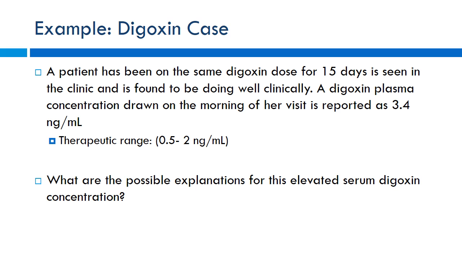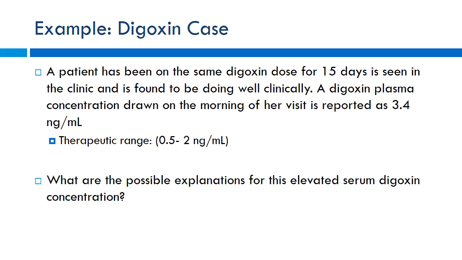So digoxin, I mentioned it's an antiarrhythmic. Let's say a patient has been on the same dose of digoxin for about 15 days. We've seen her back in the clinic, and she's found to do well clinically, so she doesn't seem to have any complaints or anything. Digoxin plasma concentration is drawn in the morning of her visit and comes back at 3.4 nanograms per ml. And we know our therapeutic range is 0.5 to 2 nanograms per ml. So based on that, what can you tell?